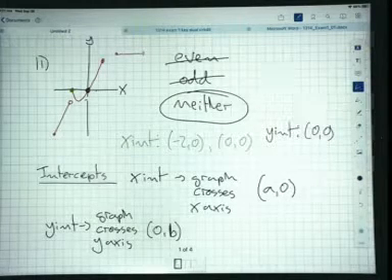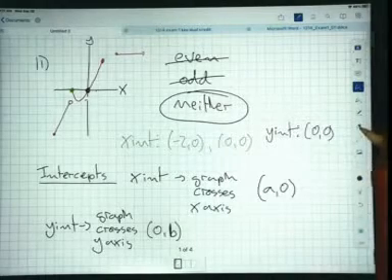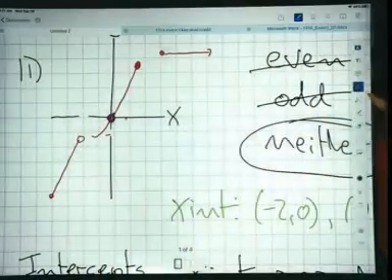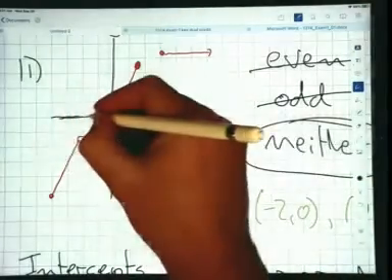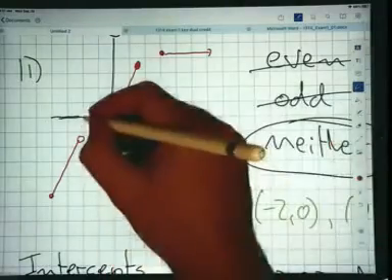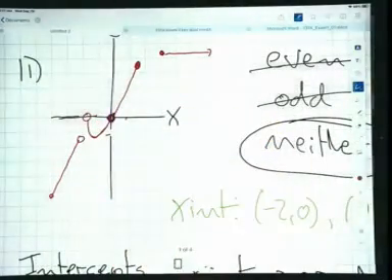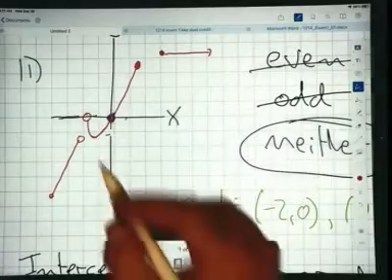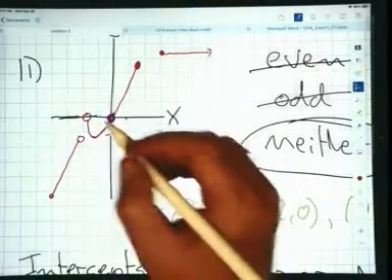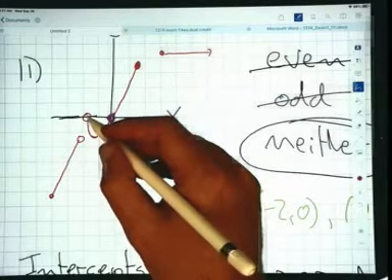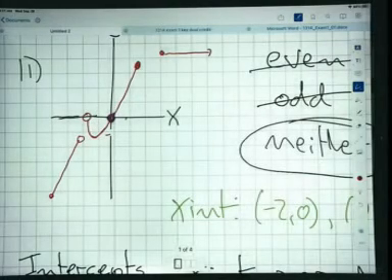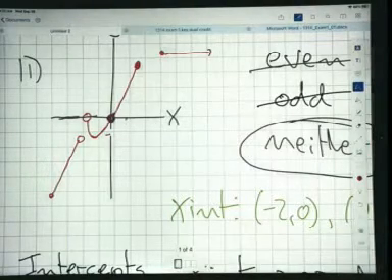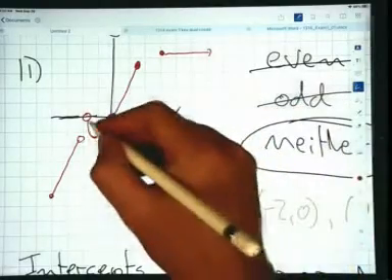Let me ask a question. This is a what if scenario. What if instead of a solid circle, like you see on your paper, you have a solid circle right here at negative 2, 0. What if that was an open circle? Would that mean that this is an x-intercept? Yes or no? The answer would be no, this is not an intercept.